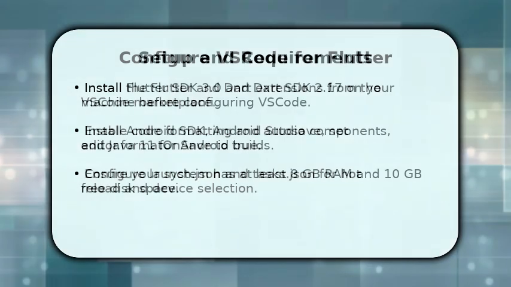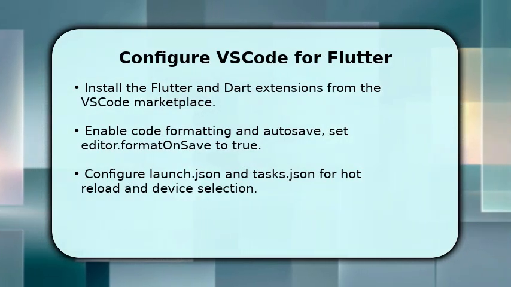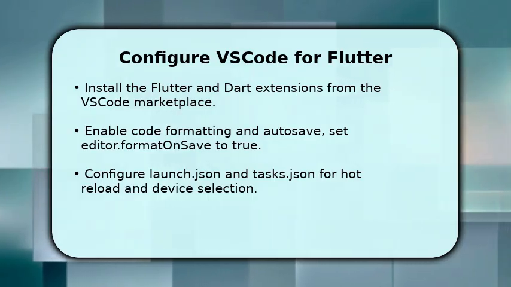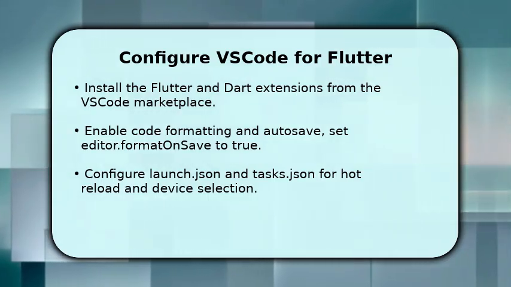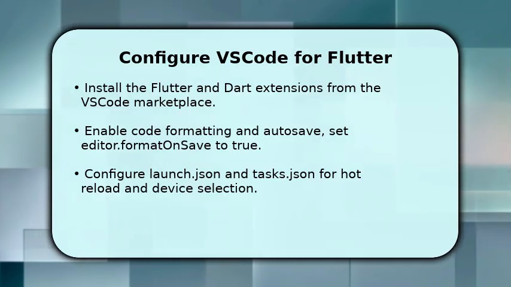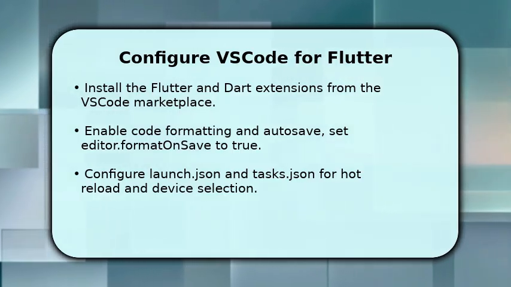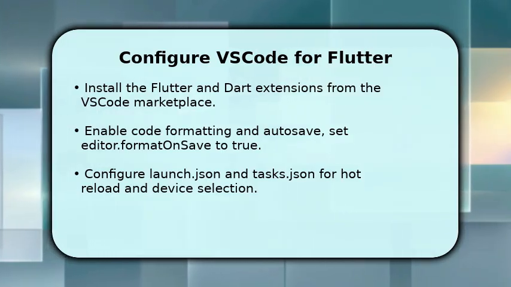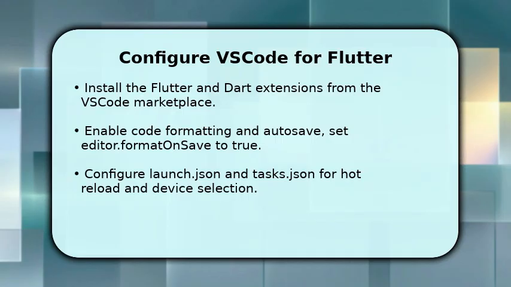Finally, add Flutter to open VS Code and install the Flutter and Dart extensions from the marketplace. Reload the editor after extensions finish installing so features initialize properly. Enable code formatting and autosave by setting editor.formatOnSave to true in settings. Configure the analyzer and linter rules to match your project style.